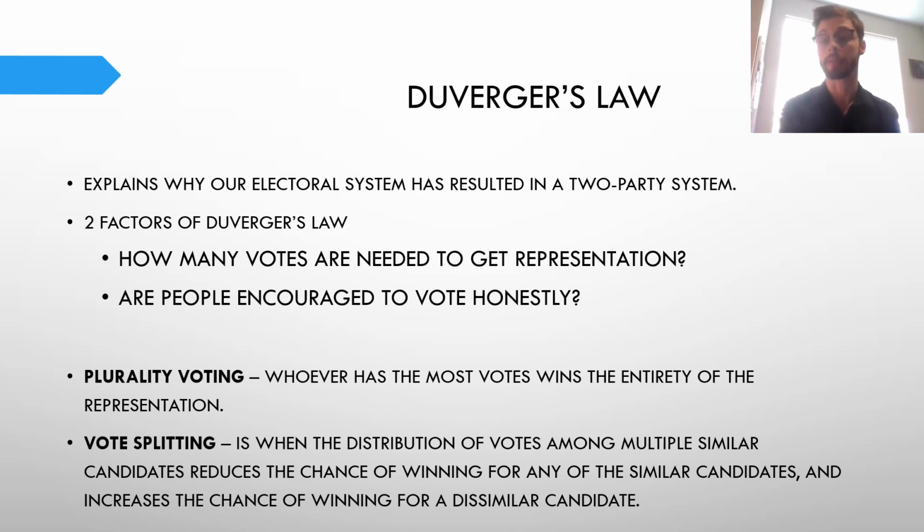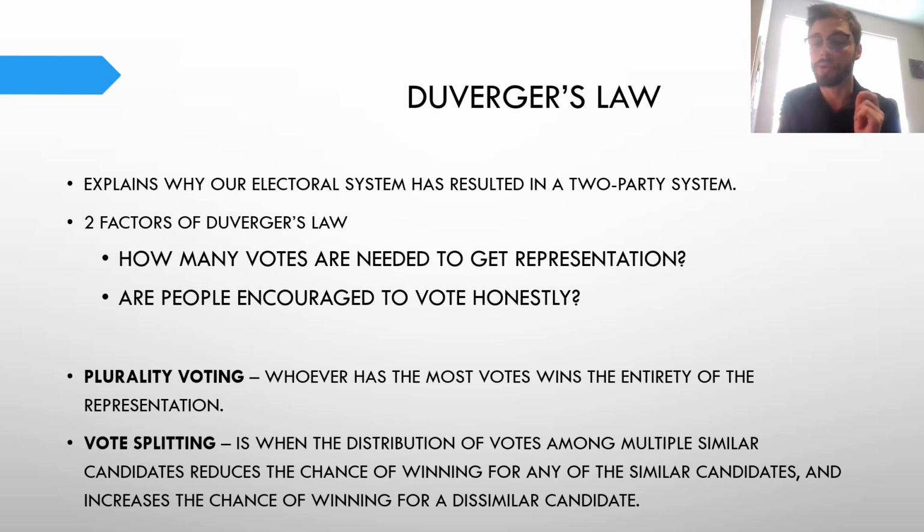It explains this by asking two general questions. These questions are: first, how many voters are needed to get representation? And second, are people encouraged to vote honestly in response to the answer to the first question? This is a bit detailed of an argument, but think of it simply. Just listen to me for a second.